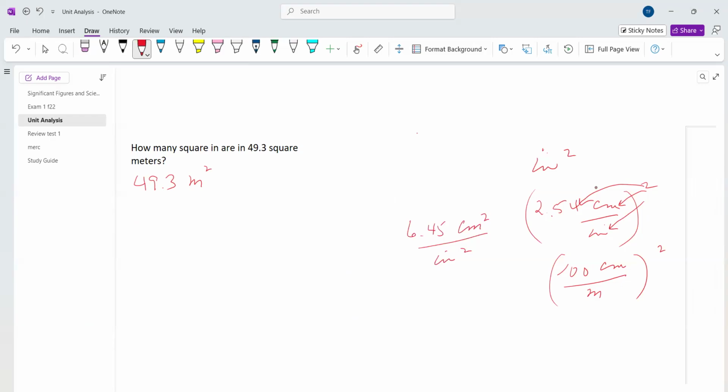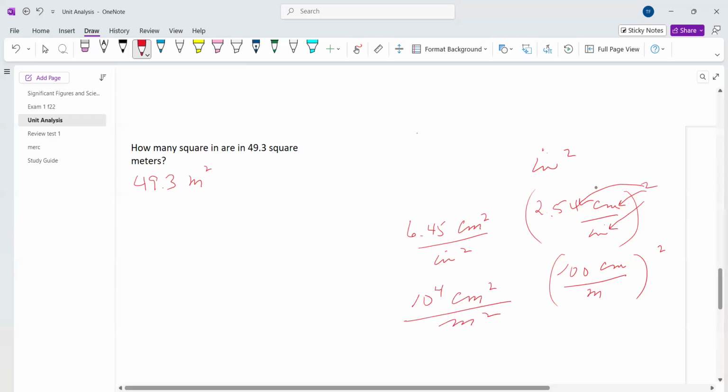Okay, same here. 100 squared, we go 100 times 100. Okay, and that's going to be 10,000. So those are our new conversion factors. From the conversion handout I gave you yesterday. It's on the left. Do you see it?